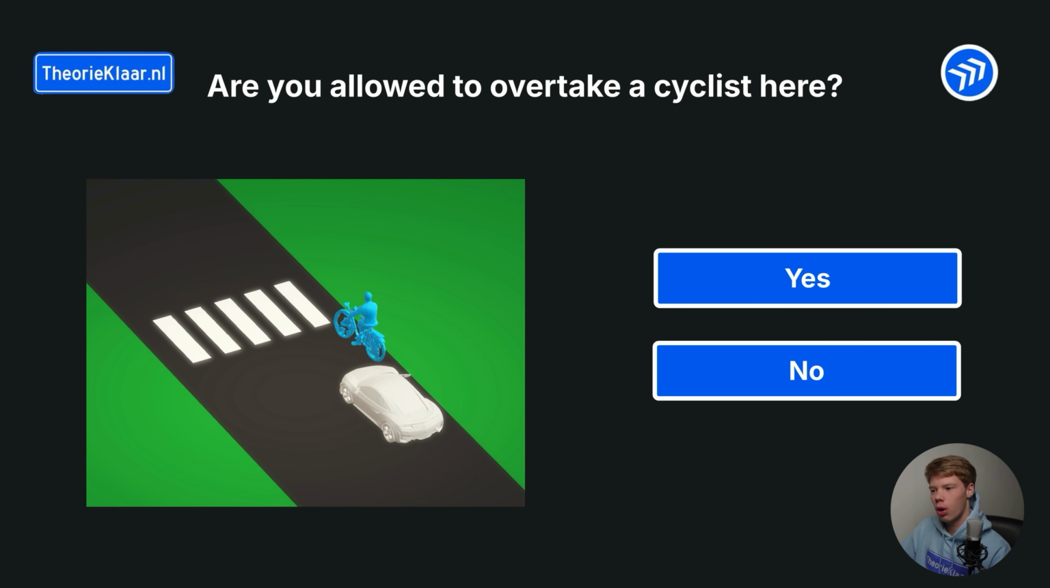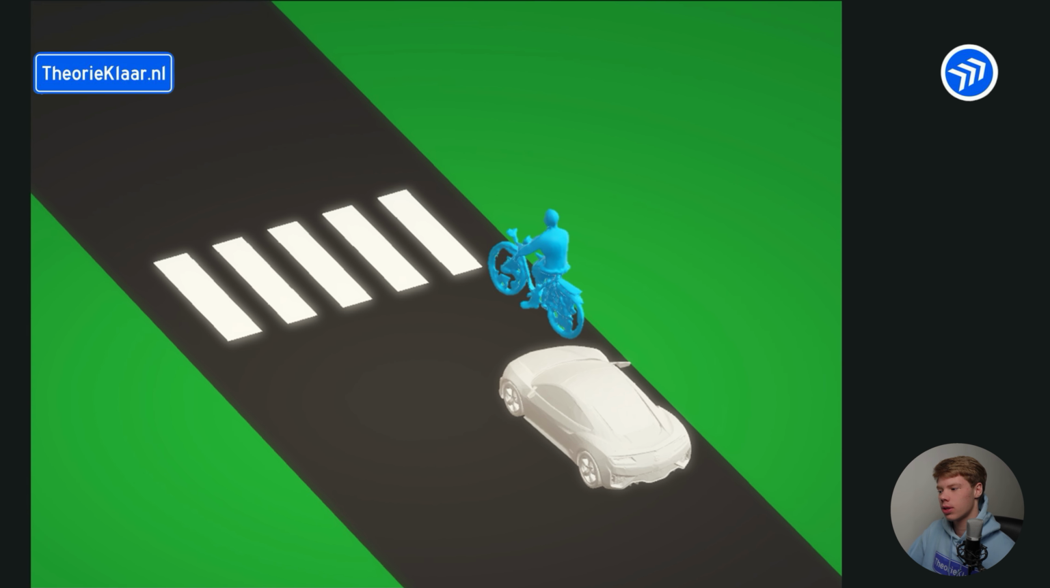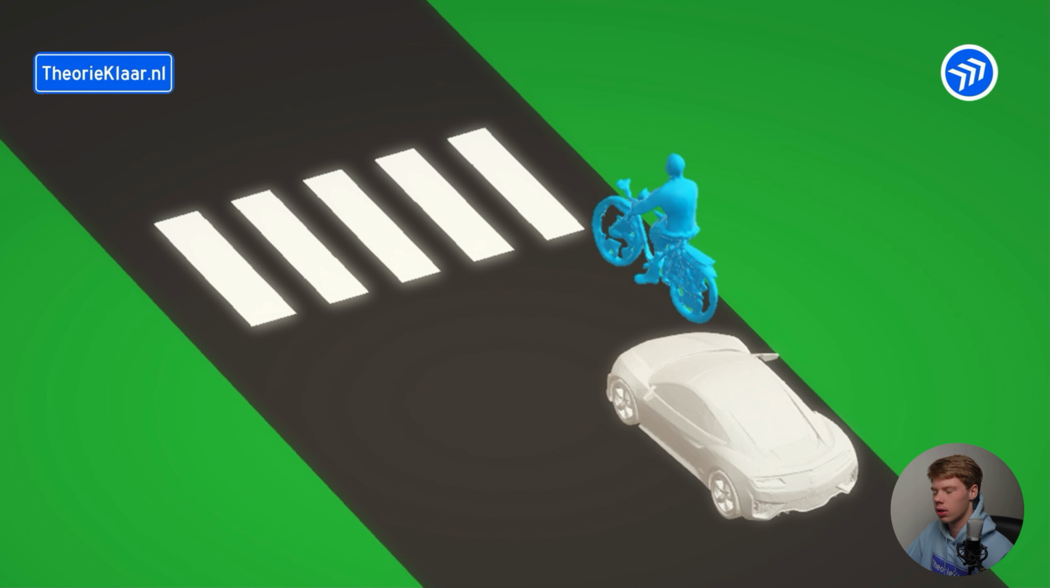Are you allowed to overtake a cyclist here? Yes or no? Then the right answer is no. You are not allowed to overtake others at or near a zebra crossing.